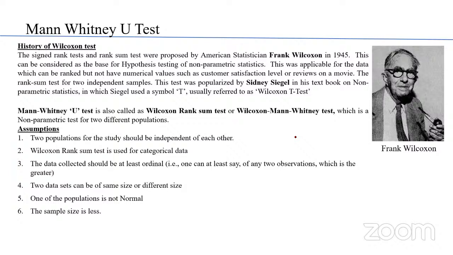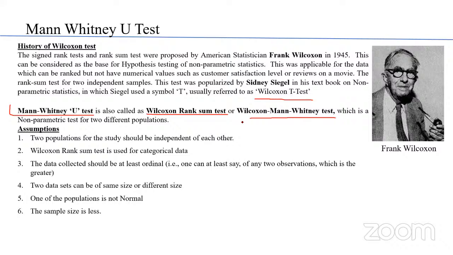Now the Mann-Whitney U-test. As we have already seen, this will be used as a substitute for the unpaired t-test and paired t-test. He is the person who gave the Wilcoxon test, and some additions were done by Mann-Whitney. That's why it is called the Mann-Whitney U-test, or Wilcoxon rank sum test, or Wilcoxon-Mann-Whitney test. Sometimes this is also called the Wilcoxon t-test, because the t-test is a parametric test, and if normality is not assumed, then we go for the Wilcoxon t-test.